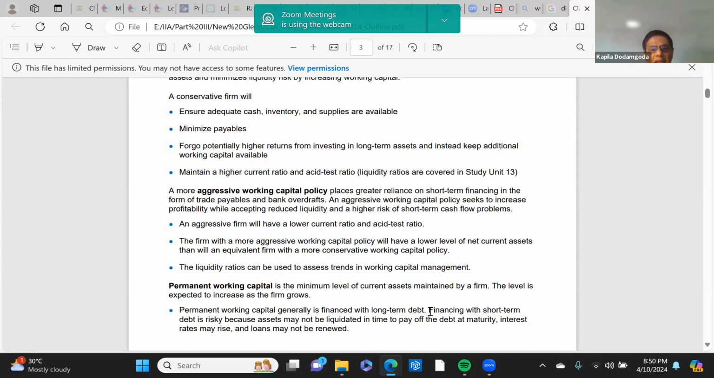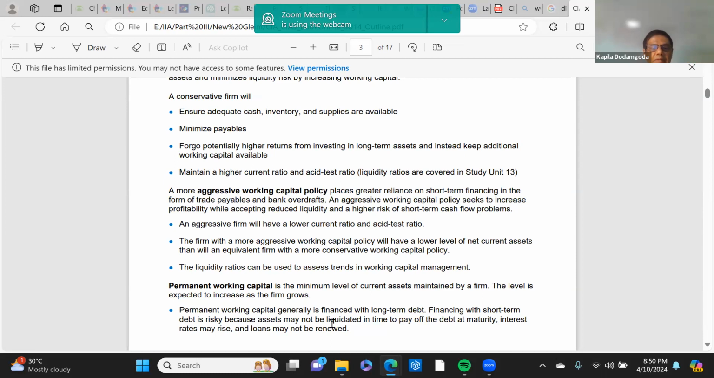But on the other hand, if you use a lot of short-term funds to fund the long-term current assets, then the problem is that when the current liabilities are demanded from you, you may not be able to liquidate your inventory and debtors and get the money to settle them, right? That can be a problem.